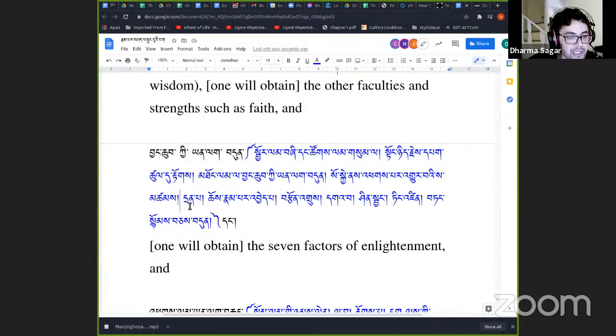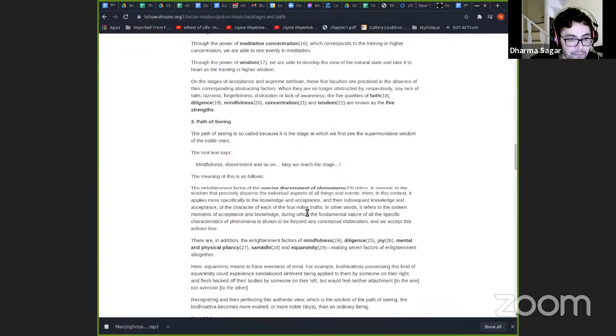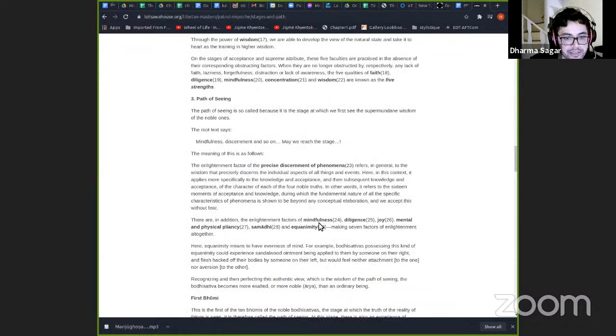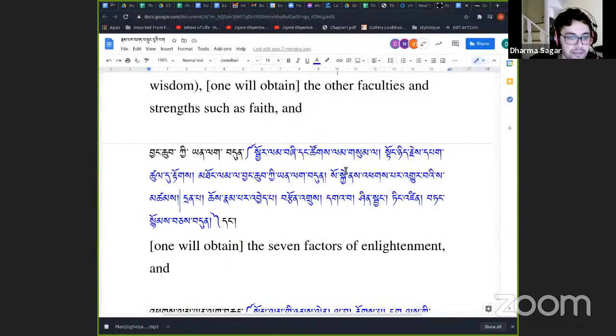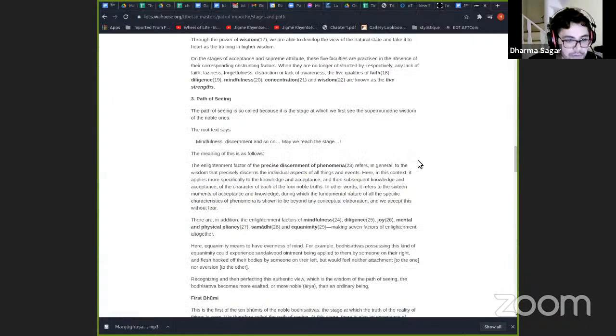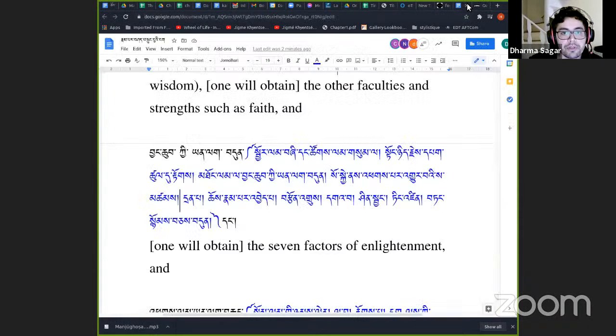Yes, and so the 7 are. Let's just read through them here. So Campbell was saying mindfulness, diligence, joy, mental and physical pliancy. Actually, Campbell was saying just pliancy, not mental and physical, but it implies both. And then samadhi and equanimity. That looks good. Okay, so these are the 7 factors of enlightenment.